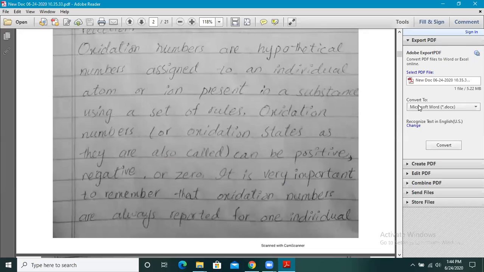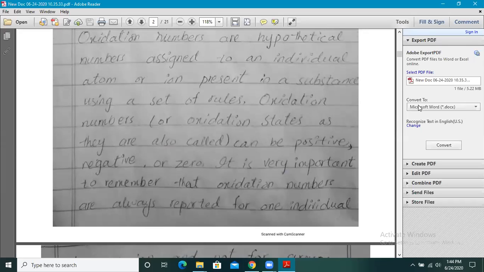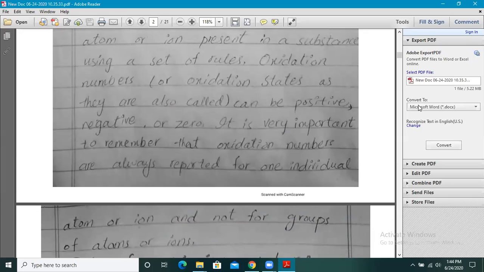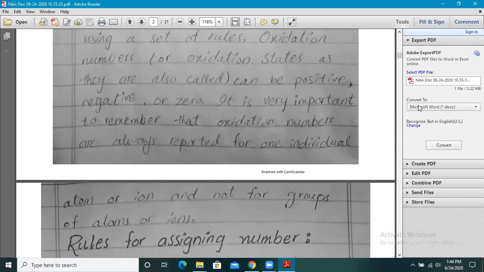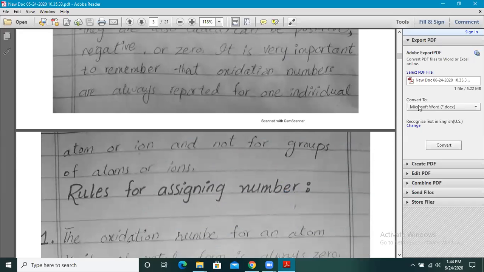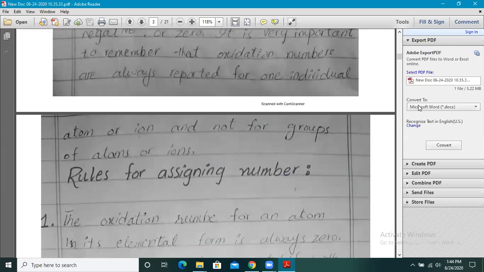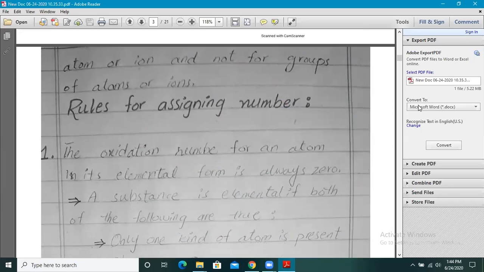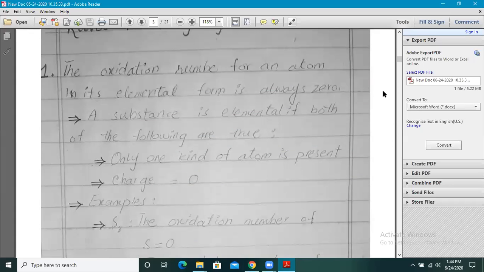Oxidation number states can be positive or negative, or they may be zero. It is very important to remember that oxidation numbers are always reported for one individual atom or ion and not for groups of atoms or ions. Now, here are the rules for assigning the numbers.